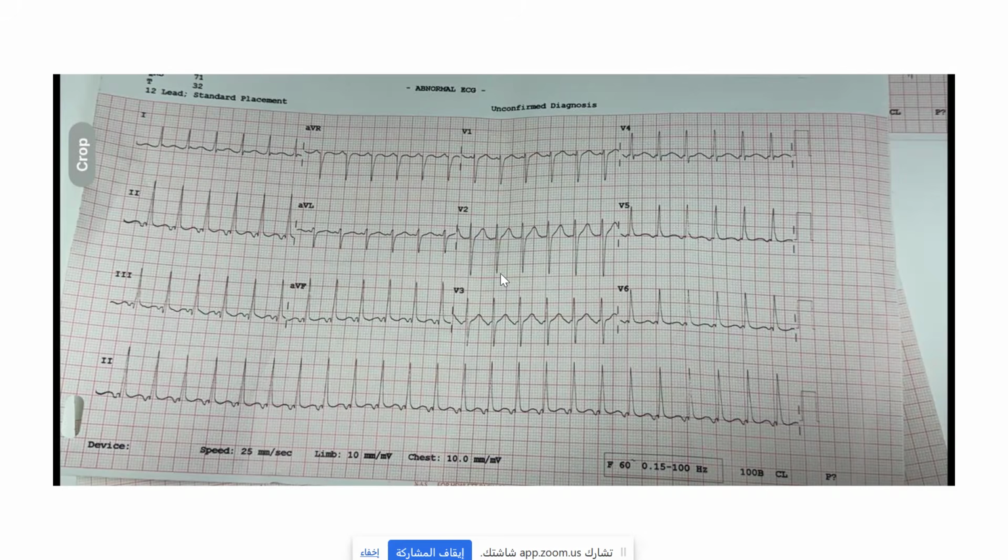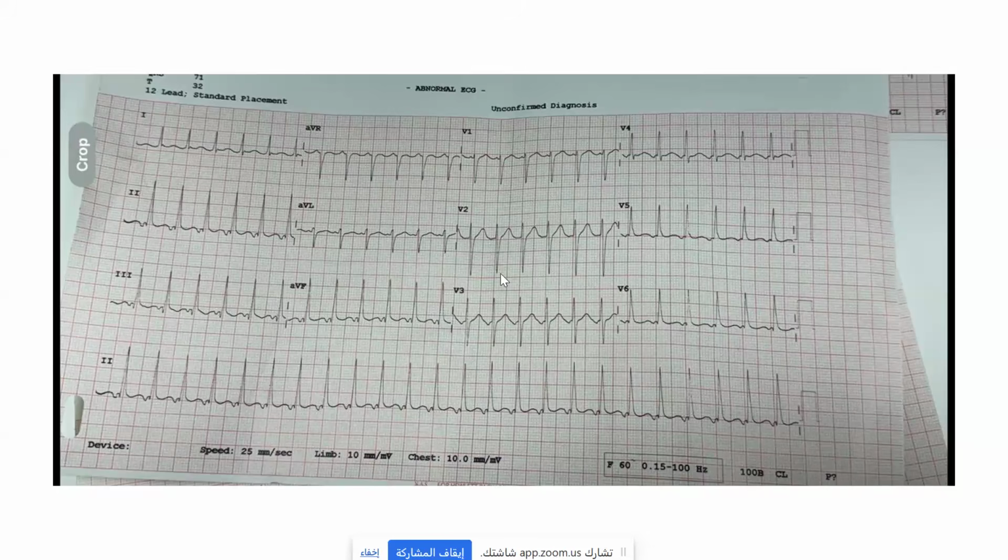Yes, Dr. Salma, go ahead. Delta wave, and short PR interval. Are you seeing this patient? Is it the same ECG I am looking at? Look, there is a delta wave and a short PR.